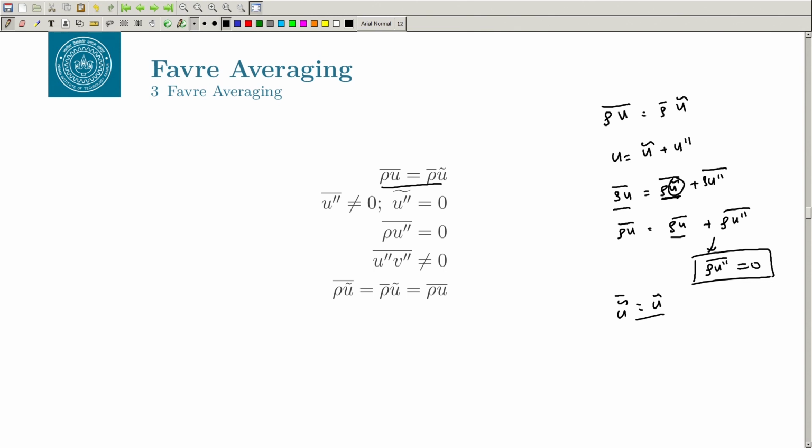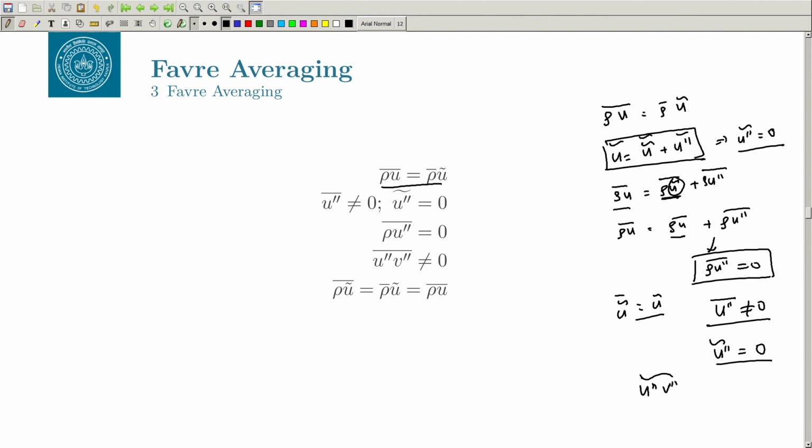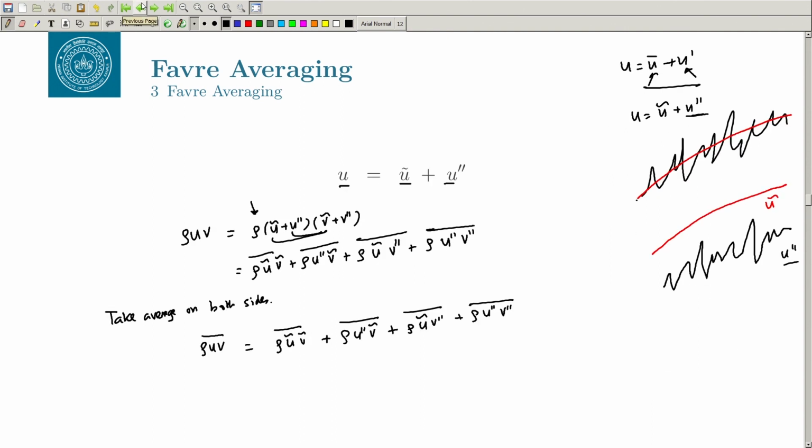So, the time averaging of rho u double prime is 0, but the u double prime bar is not 0. The time averaging of the fluctuating field extracted after the Favre average quantity is not 0. On the other hand, if you do u double prime tilde, that will go to 0. That is again by the definition, right. You take the Favre averaging on both sides, and that will make u double prime tilde equal to 0, right. And rho u double prime v double prime bar is not equal to 0 obviously. So, now use these properties here.